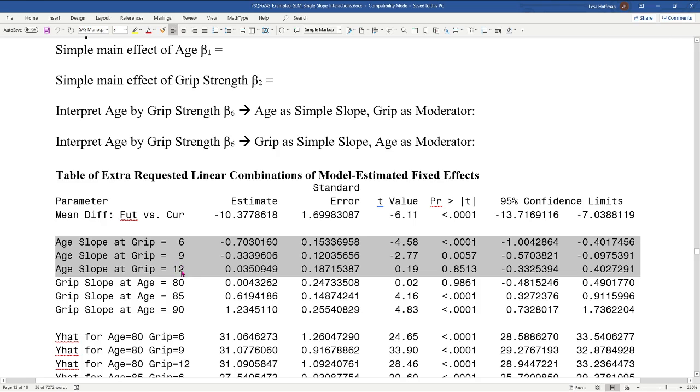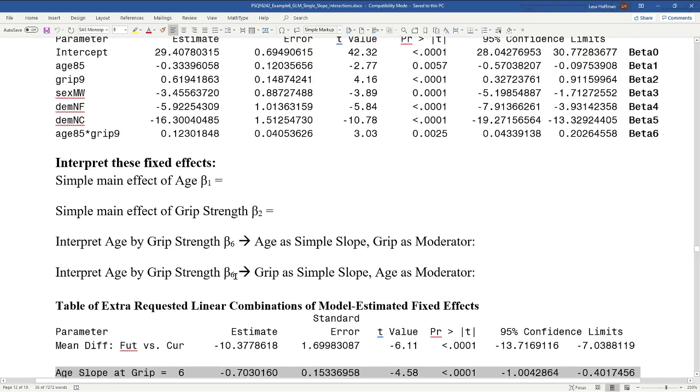If we followed grip strength high enough, we would see that this negative slope that starts to become positive would become more and more positive as grip increases, and at some point will become significantly positive. So the regions of significance would tell us the grip strength value at which it becomes significantly positive instead. So we'll look at that in just a minute.